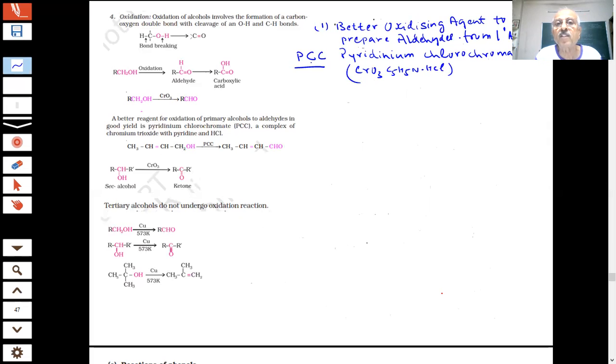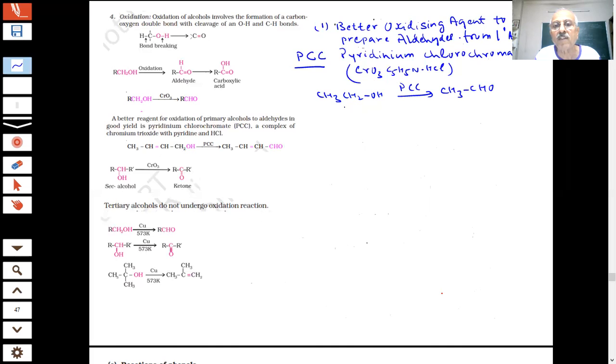So we write this is PCC, pyridinium chlorochromate. When I use this reagent, students, what happens? If I have CH3CH2OH, in the paper they write PCC. You have to write the product, students. What is the product then? CH3CHO. That's all.